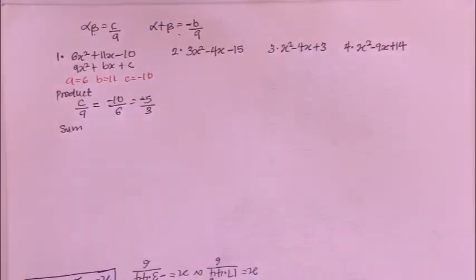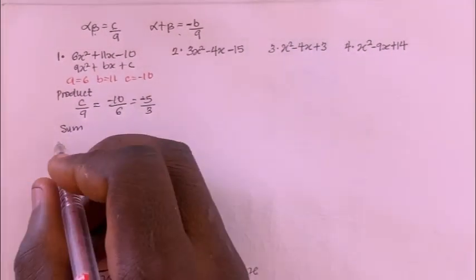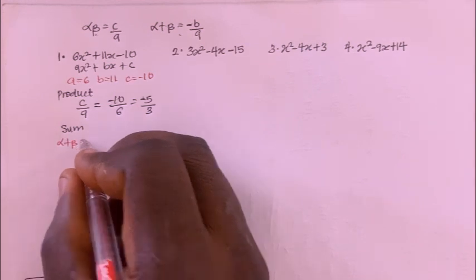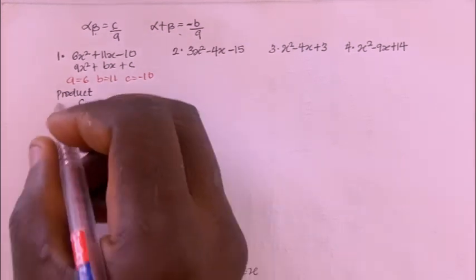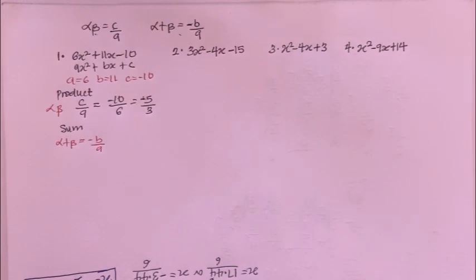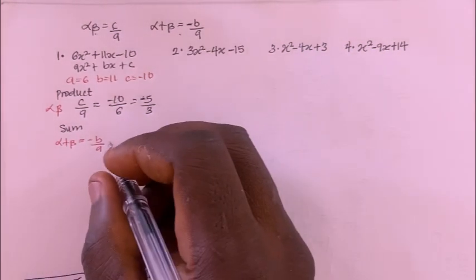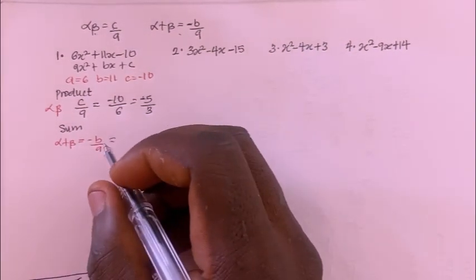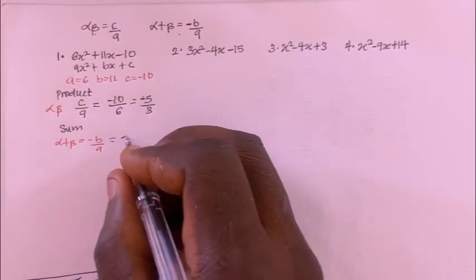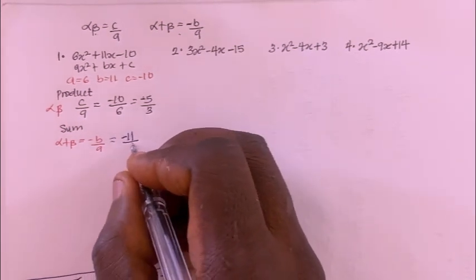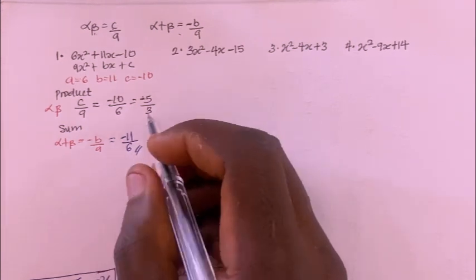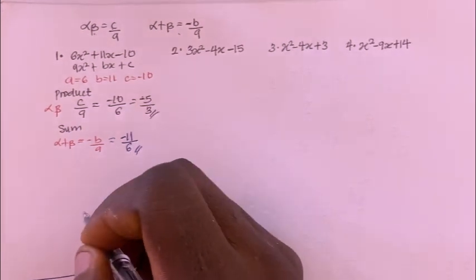So the sum of the roots is taken to be alpha plus beta, which is equal to minus b over a. Then this is alpha beta, which is the product of the roots. So now here we are going to have this to be equal to minus b, which is minus 11 divided by a, which is 6. And that's the sum. So this is the product and this is the sum of the roots.